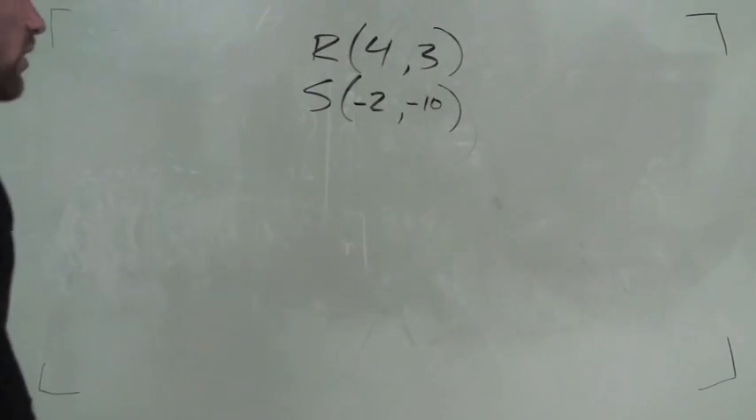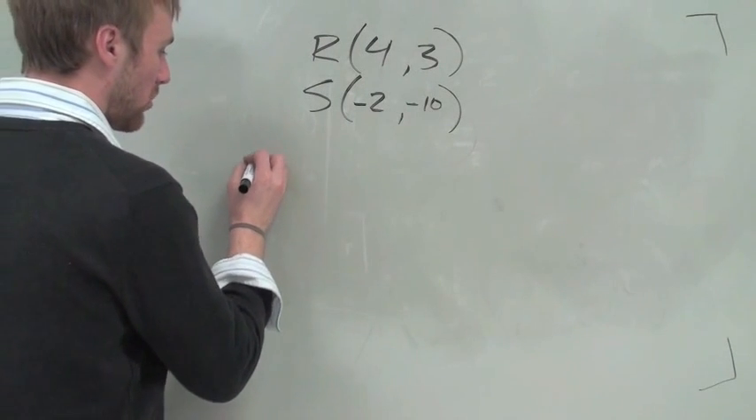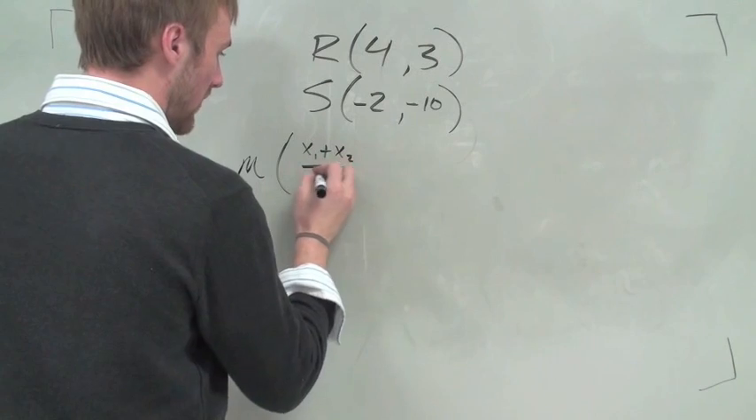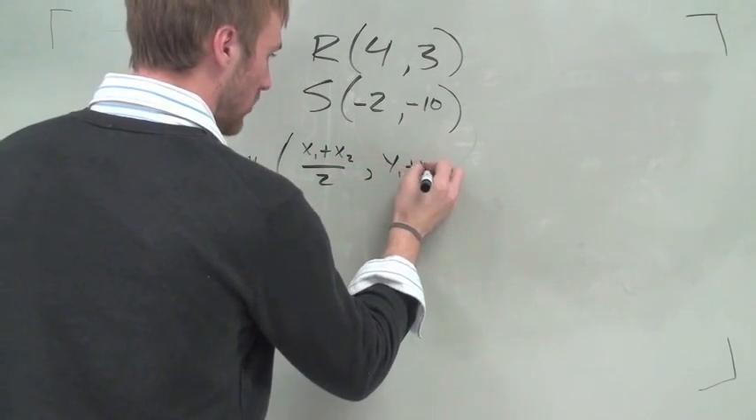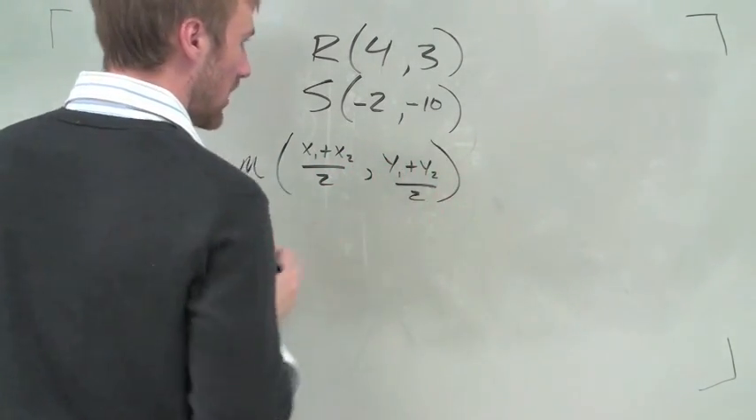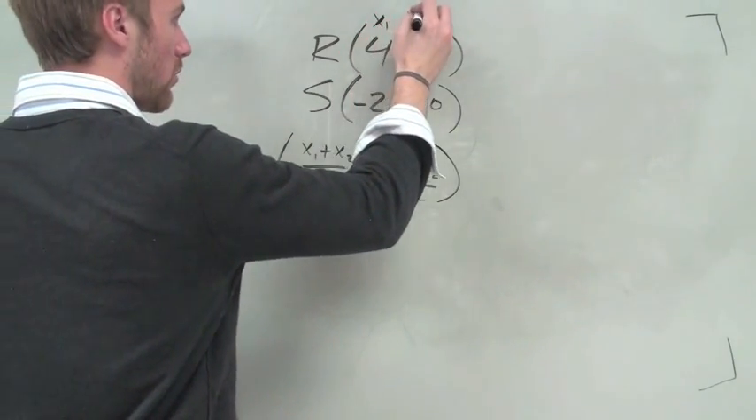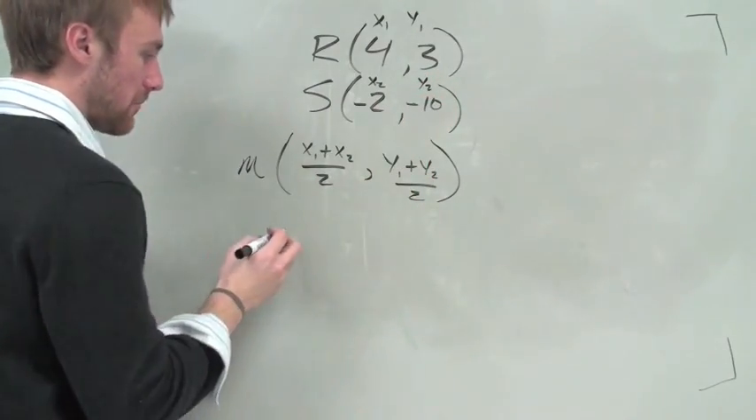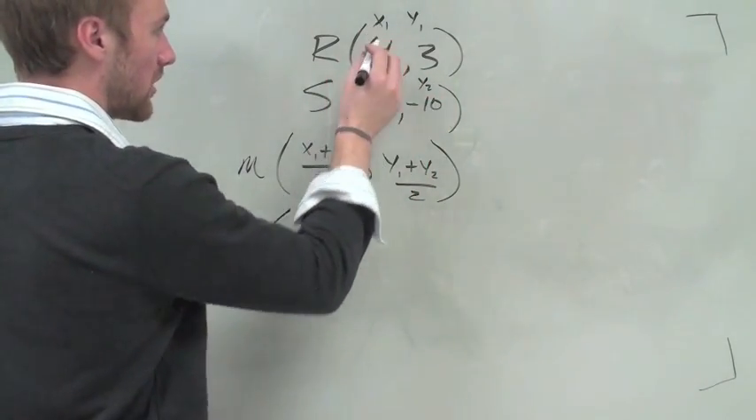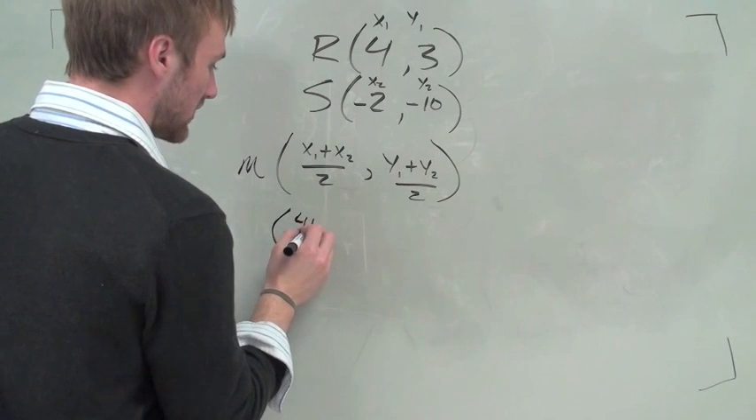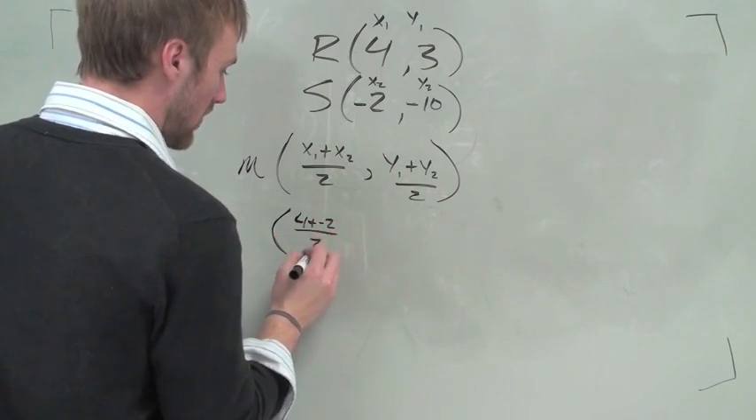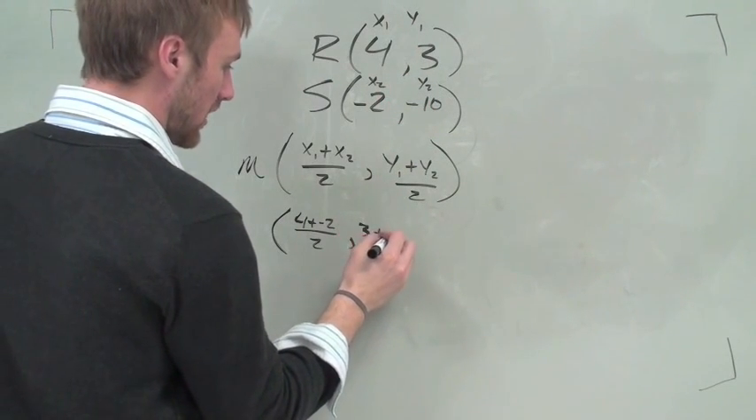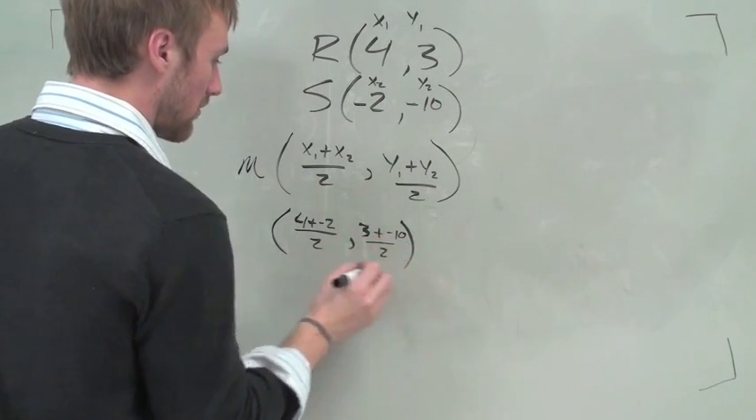All right, hopefully you worked it out. Let's see what we got. We know our midpoint formula is x1 plus x2 divided by 2, y1 plus y2 divided by 2. All right, we label x1, y1, x2, y2, and we just plug them in. x1 plus x2 will be 4 plus -2 divided by 2, and then y1, 3 plus -10 divided by 2.